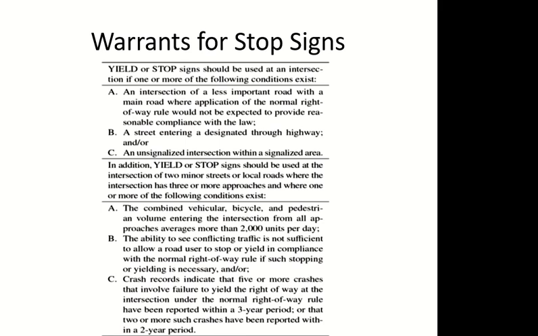For these conditions, the first one is when the total volume is more than 2000 vehicles or units per day, and in these units they are adding the pedestrians as well. So if you have pedestrians plus vehicles from all directions more than 2000 per day, you should go for a stop sign, even if there are two minor roads. The second condition is for the side distance. If the side distance is not enough, you should go for a stop sign.